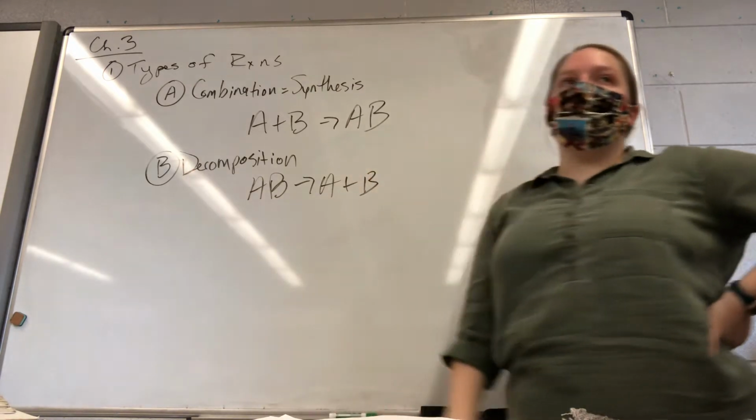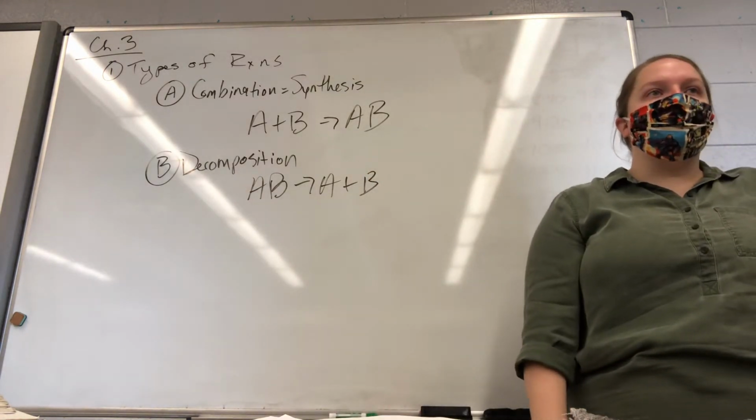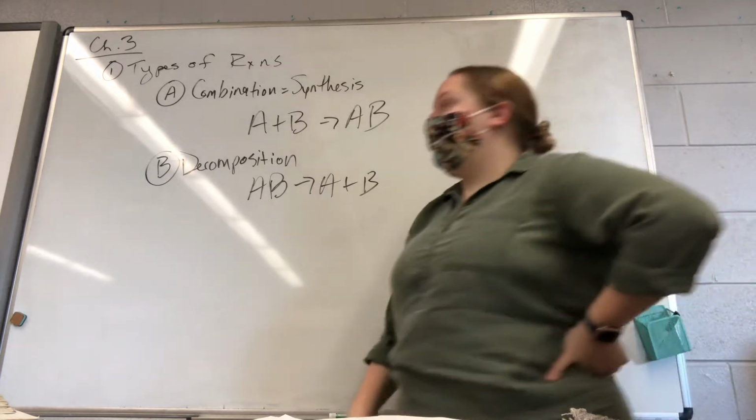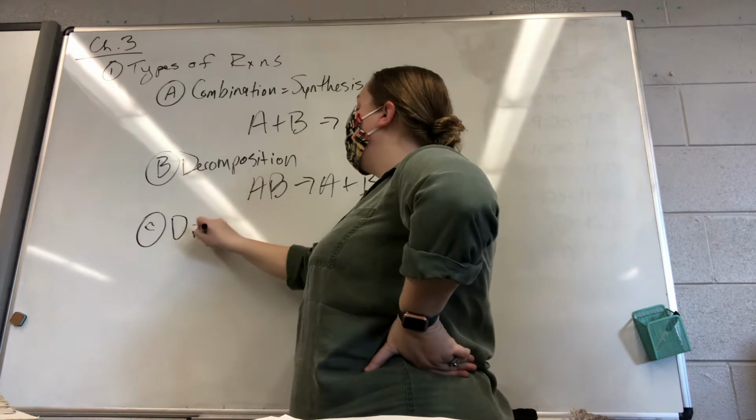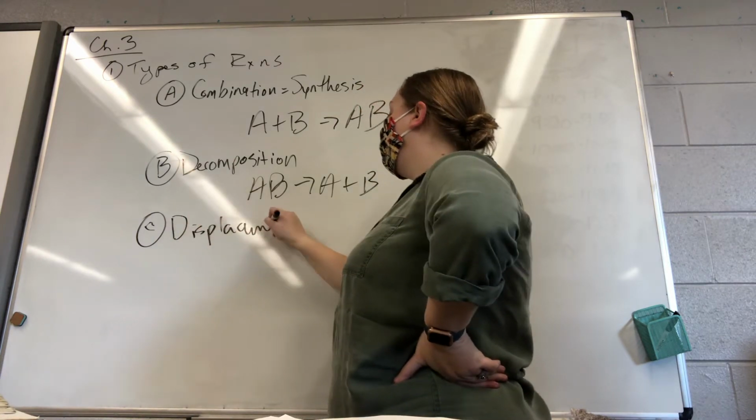Do A and B have to be individual elements? No. Can they be polyatomic ions? Yes, they could. All right. What else? Displacement. There are two types of displacement reactions.